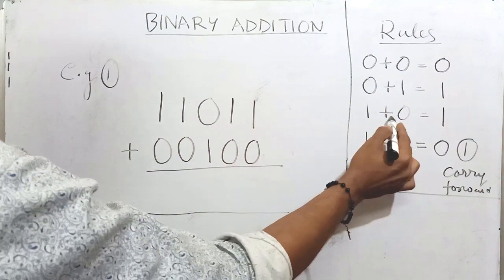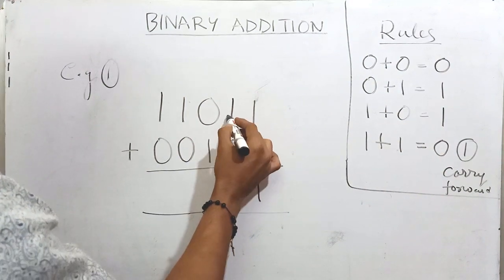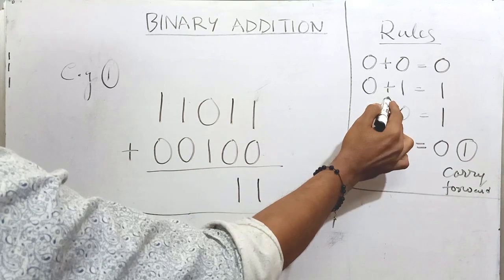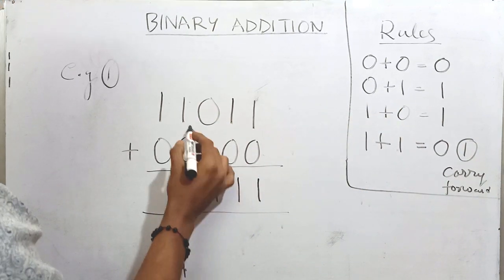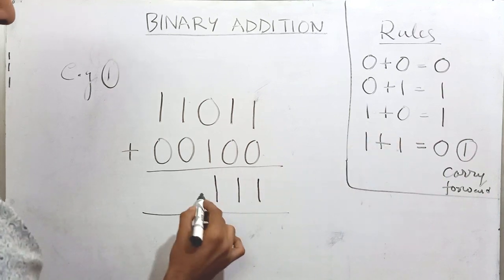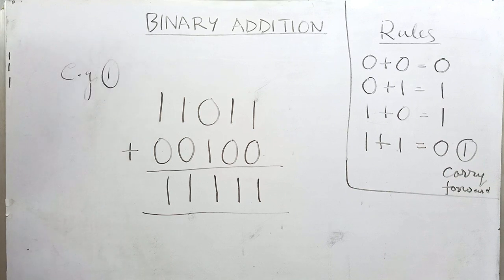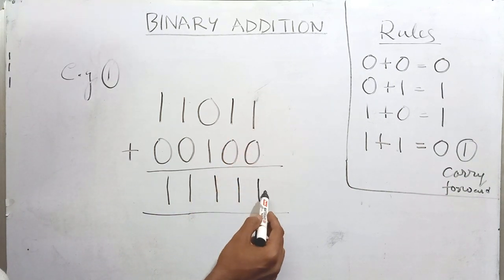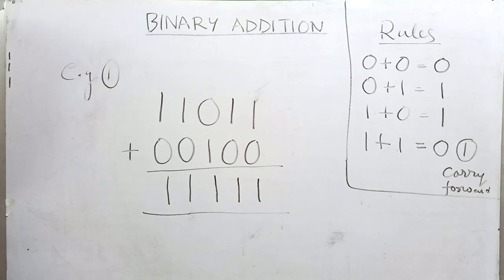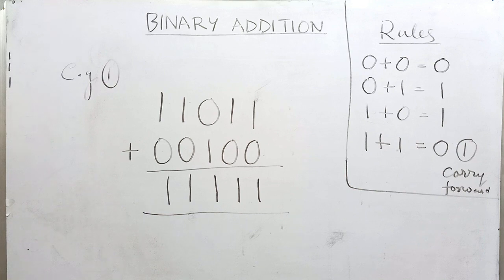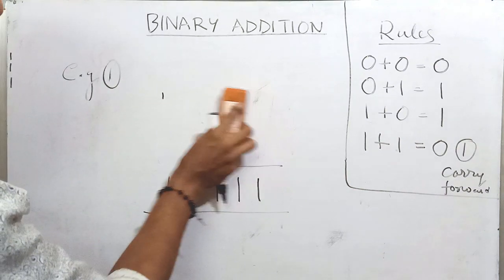So 1 plus 0 is equal to 1. 1 plus 0 again it is 1. 0 plus 1 here it is 1. 1 plus 0 it is 1. And 1 plus 0 again it is 1. So the value of these two numbers by adding the binary numbers will be this. This is the answer. So this was a simple addition. Now we'll go with a little bit more complicated one.